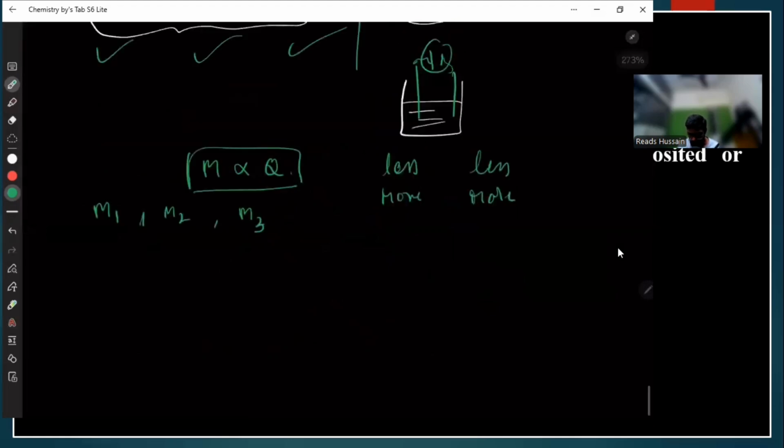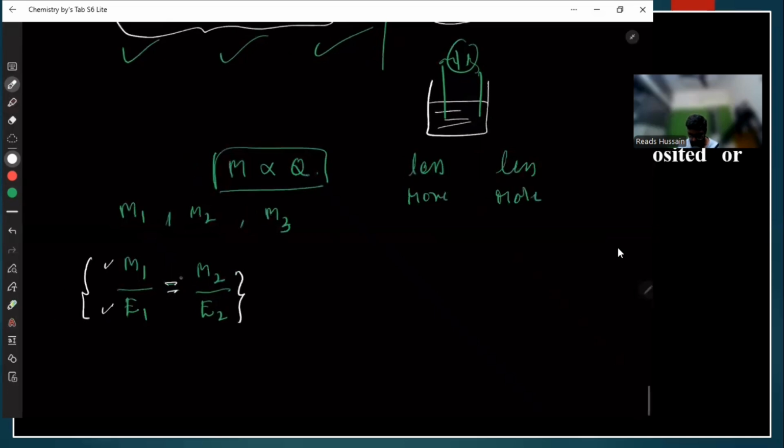Faraday observed that the mass of the substance deposited in the first container divided by its equivalent weight is equal to the mass of the substance deposited in the second container divided by its equivalent weight. That means mass and equivalent weight of one substance will be equal to the mass and equivalent weight of the other substance. Mass by equivalent weight. This was observed by Michael Faraday. This can also be written by interchanging E and M2, then it becomes M1 by M2 is equal to E1 by E2. You can also write it like this.